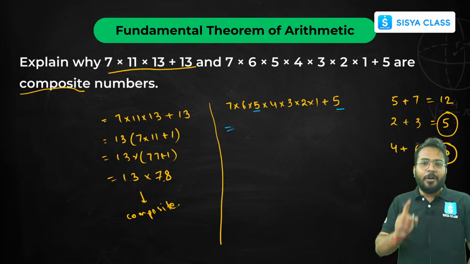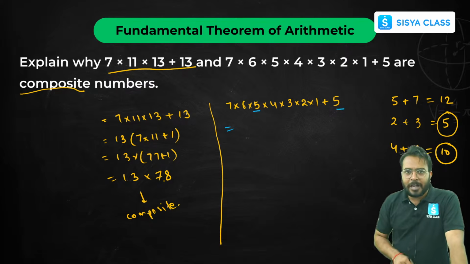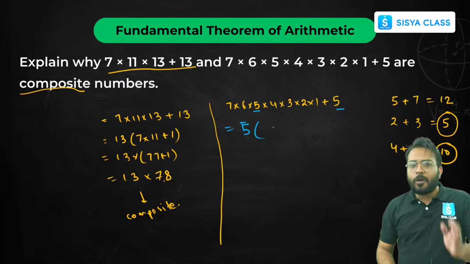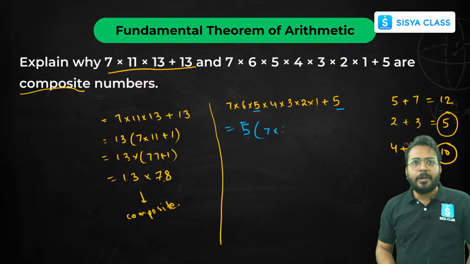Can you see here? 5 and 5 we are having. So can we take 5 as a common? Yes, we can take 5 as a common. So what will you be left with? You will be left with, beta, 7 into 6 into 4 into 3 into 2 into 1 plus 1, right?